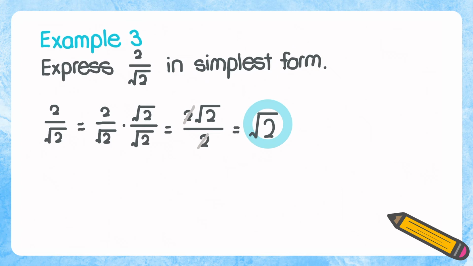Again, the 2 over radicand 2 and this radicand 2 that we ended up with, these are the same answers, just written differently.